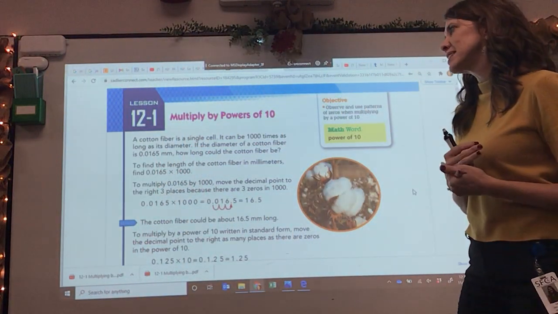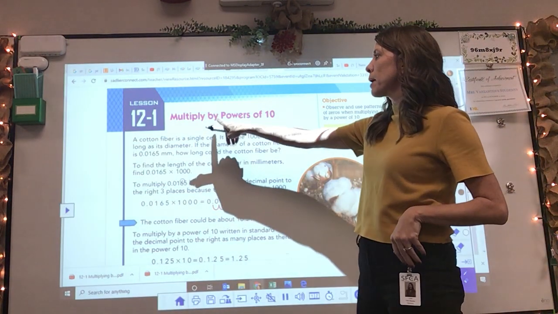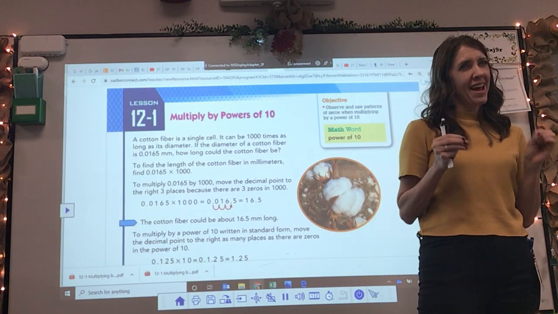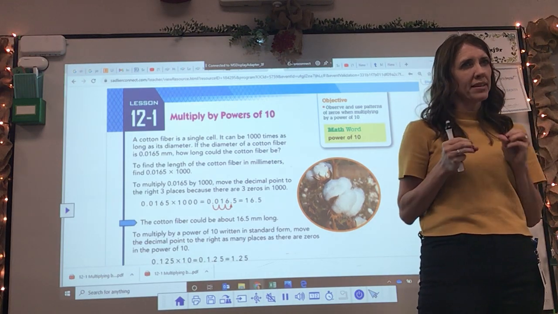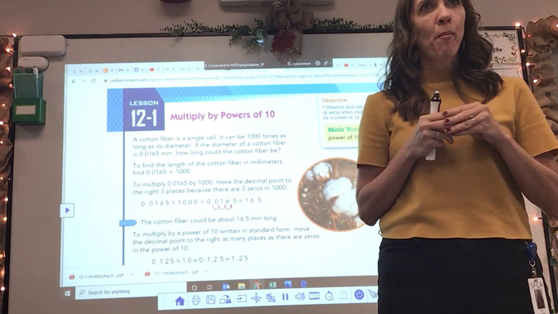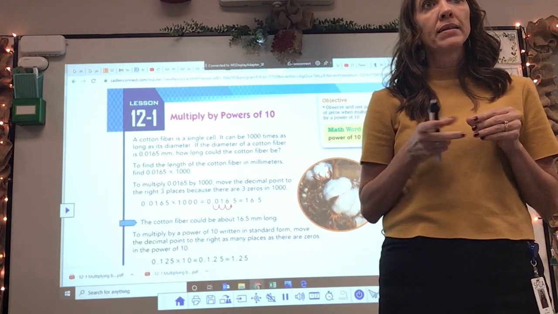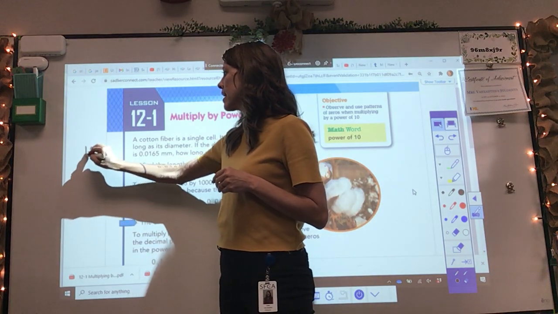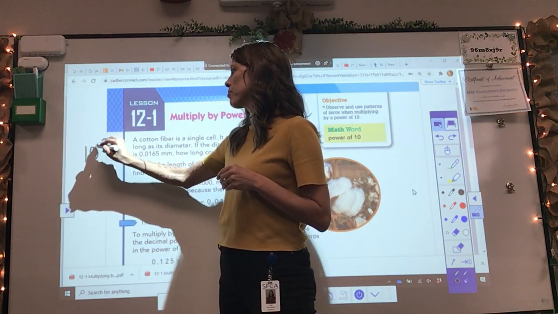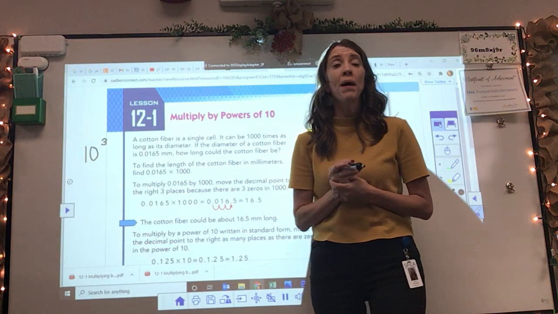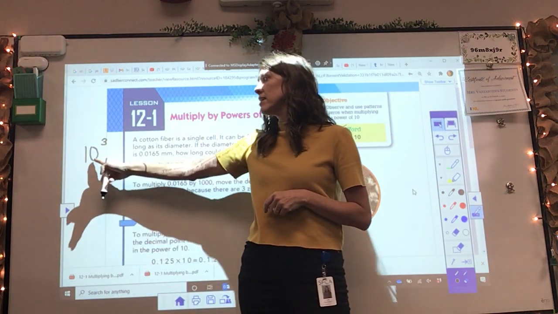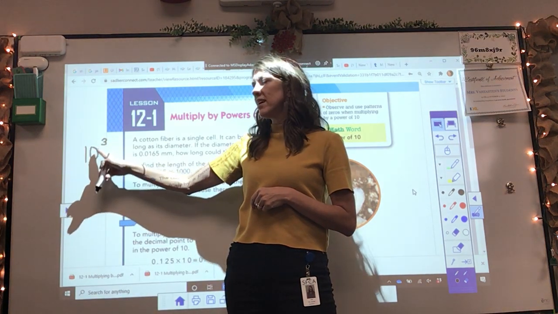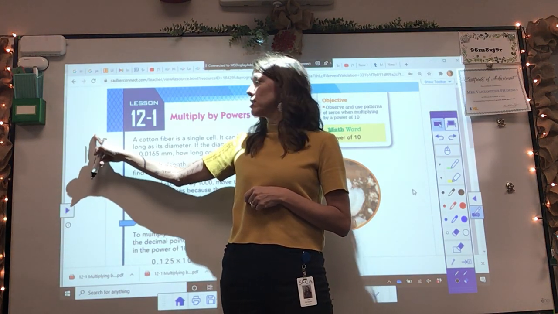12-1 is our lesson for today, and it is going to be on multiplying by powers of 10. Who remembers what a power of 10 is? Pull back into your brain and try to remember that, Naomi. She said it's when there's 10 and a little number on top, like 10 and maybe a 3 up there. Yeah. A power of 10. So this would be 10 to the third power. This is written in exponential form with an exponent.